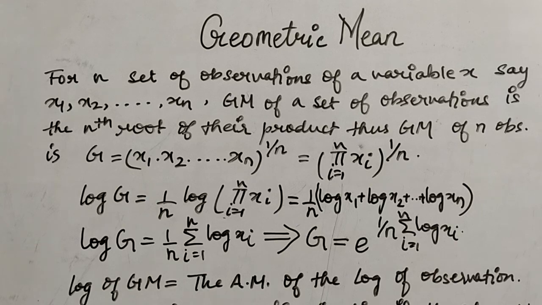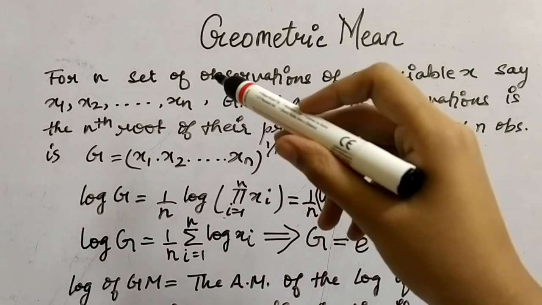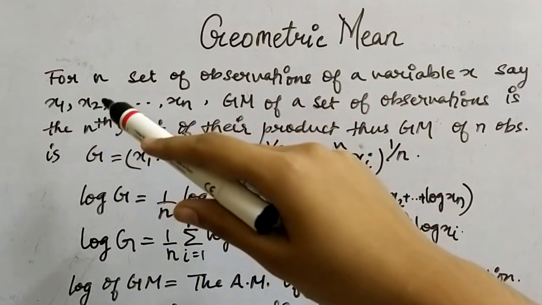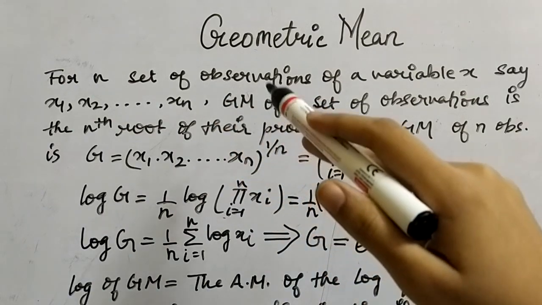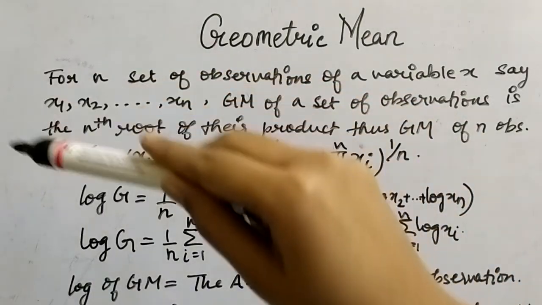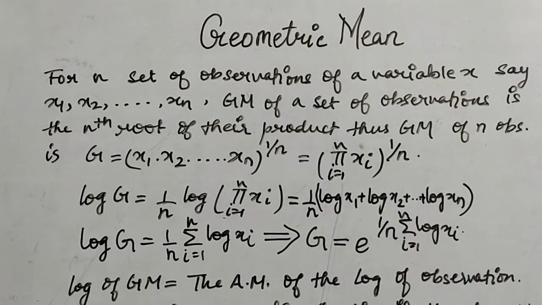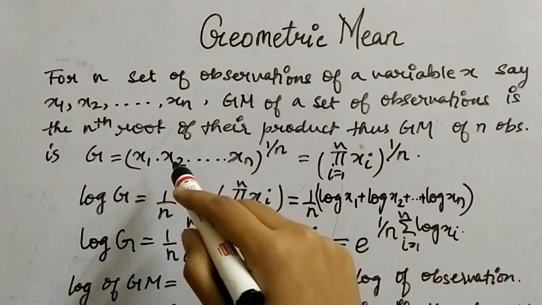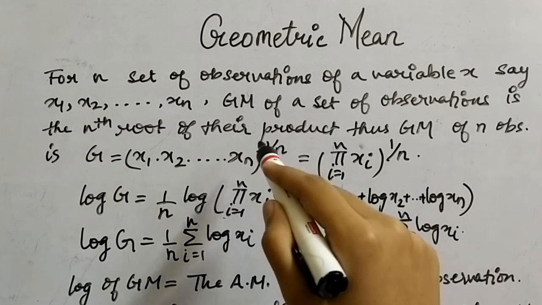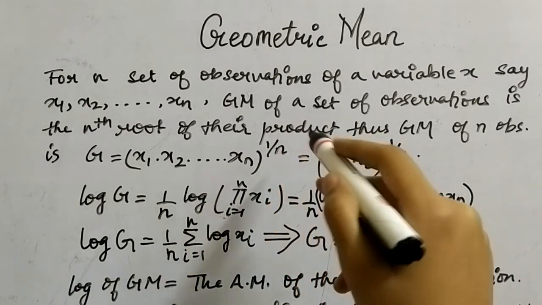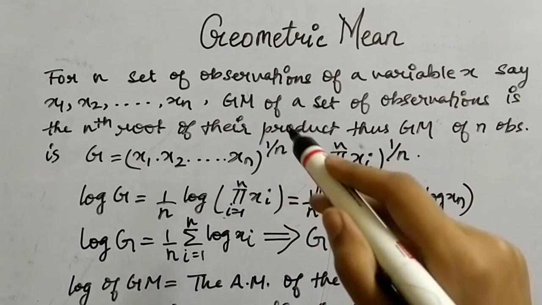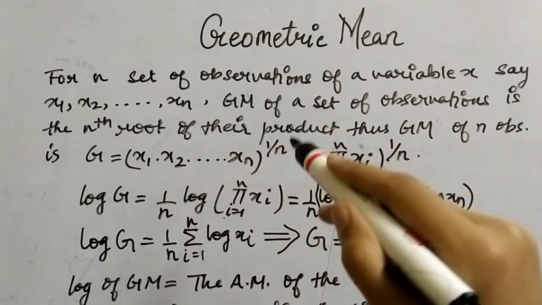So let's get started. We have taken an observation for the variable x, that's why we have written x1, x2, xn. Now, geometric mean of this set of observations is nothing but the nth root of their product, x1 dot x2 dot xn. Just the way we take square root, we have taken here the nth root. Why nth root? Because we have n number of observations.